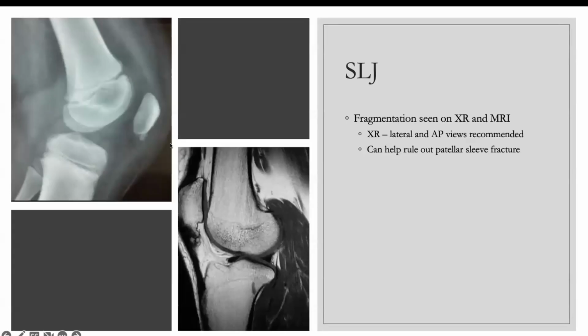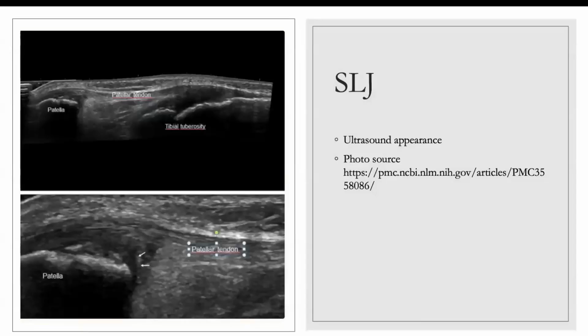On X-ray, we're going to see fragmentation on that inferior pole here. And if you're not sure about the X-ray, you can also get an MRI, which will reveal similar findings. But the MRI will also help us rule out a patellar sleeve fracture, which would be in your differential diagnosis for these kids as well. You can also use your ultrasound skills if you're feeling confident in your probe, and find similar findings here at the inferior pole of the patella. We can see these cortical markings here for that fragmentation. And so might not have to send them all the way for an MRI.